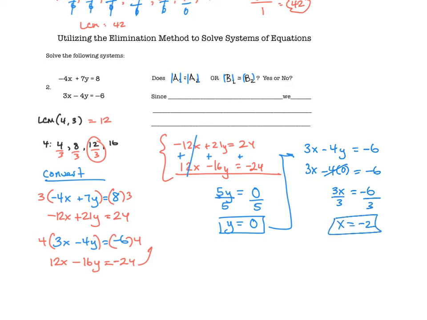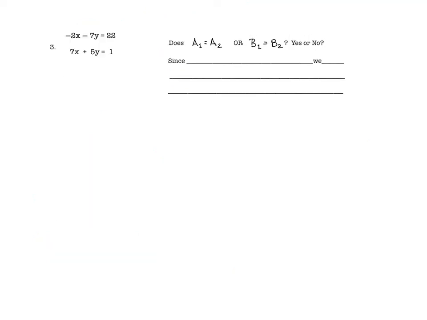This is the beginning process. So I get the point negative 2, 0 is the place where those two lines intersect. Again, that is a point of intersection. So let's continue on with this process. So just another one, okay?